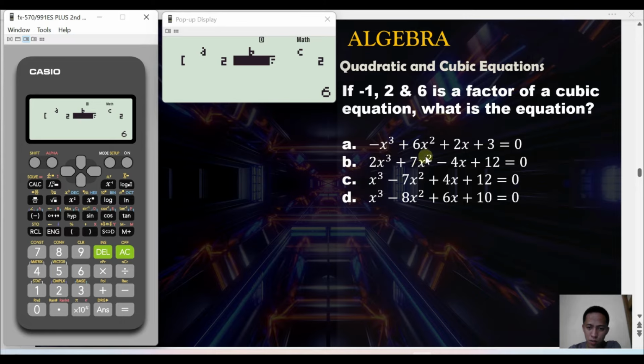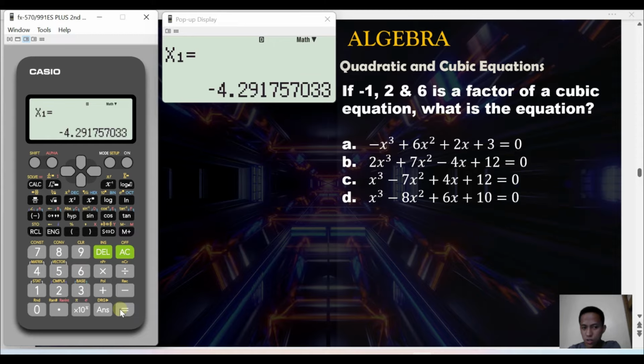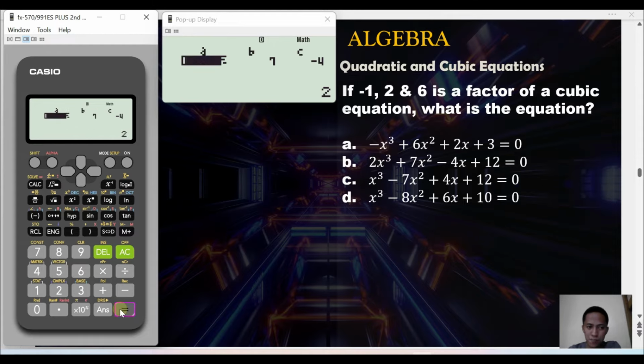So, for B, yung coefficient ng 7x squared, that is 7. Yung coefficient ng negative 4x, that is negative 4. And we have here the constant, that is 12. Equals lang natin. Okay, so clearly hindi na siya answer. So, hindi nag-satisfy negative 1, 2, 6. So, let's try letter C. Ayan, so, tsambahan lang guys kung ano yung matry nyo na talagang siya na yung answer. So, mas makakatipid kayo ng oras.